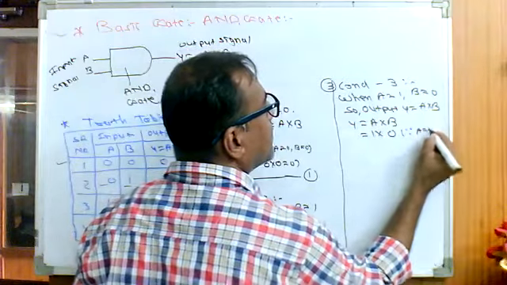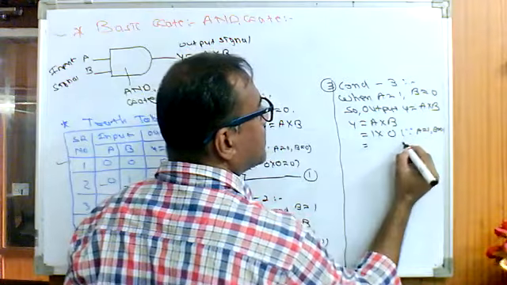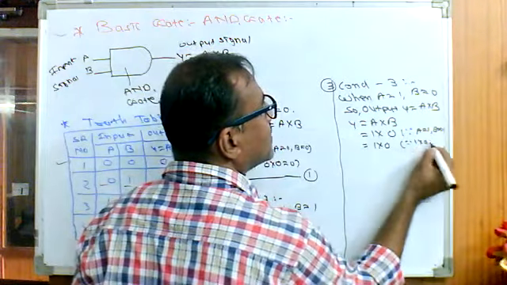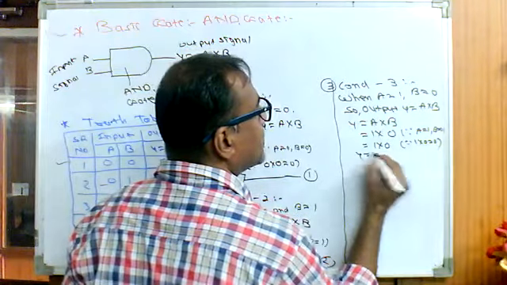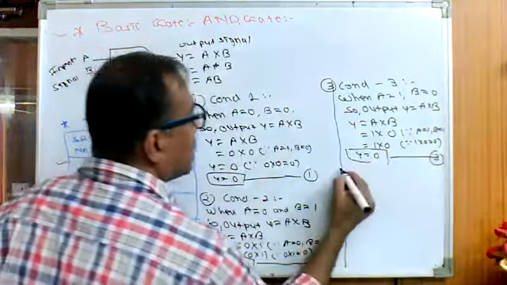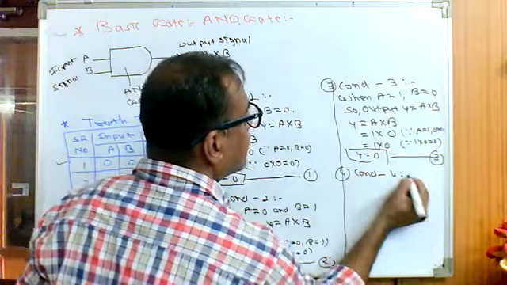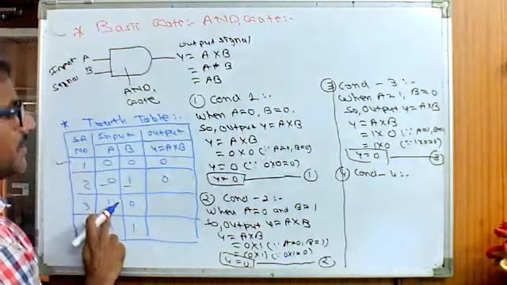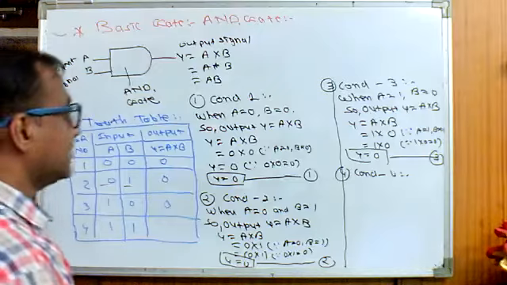And a is equal to 1 and b is equal to 0. So 1 multiply 0 means the output is 0. So y is equal to 0. So the third condition is 0. Here a is 1 and b is 0, and the output is 0. This is the third condition.